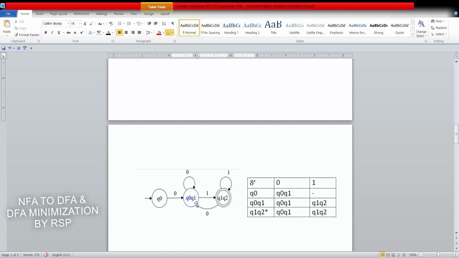So this is the resultant DFA, and again it is the minimized DFA. So here we have seen both the concepts.